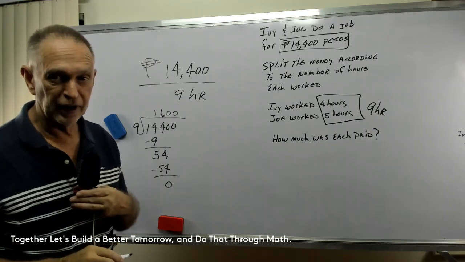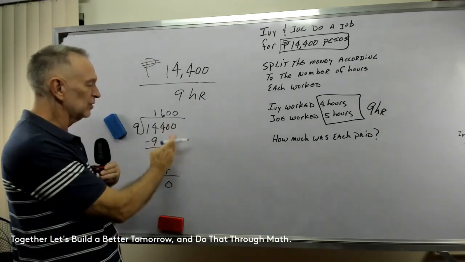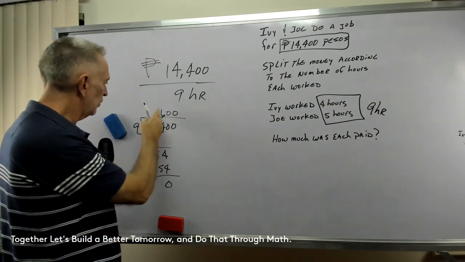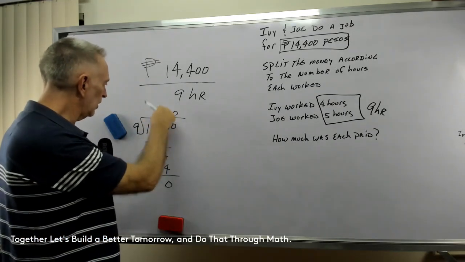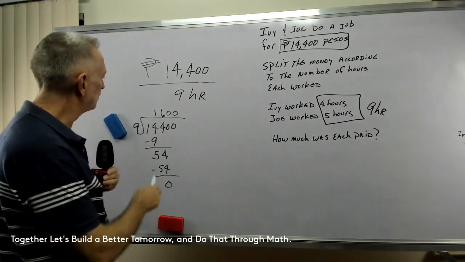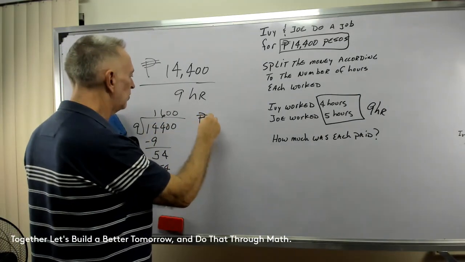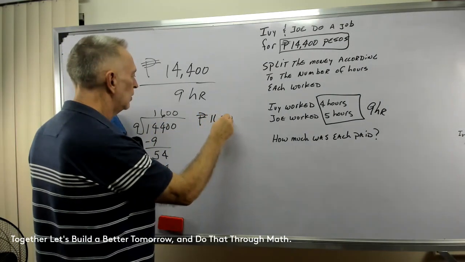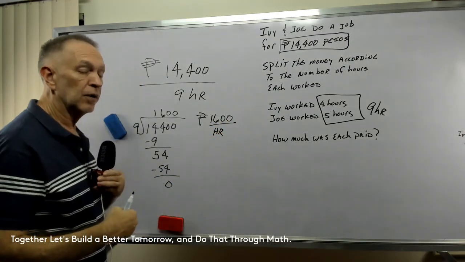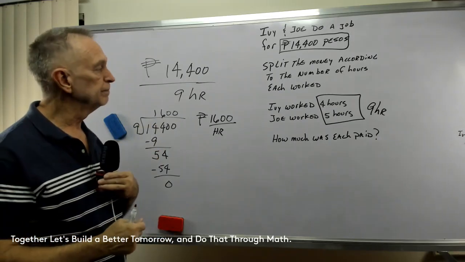And to my good friend Christine, this is why keeping the numbers organized is important. Okay, so if you keep them in row, you know what to do with the remaining zeros here. Okay, so what do we have now? 1,600 pesos per hour is the amount of money that was paid out for every hour worked.